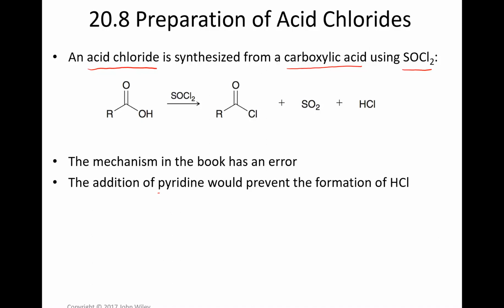You can optionally add pyridine to the reaction, which would prevent the formation of HCl, and instead you would get pyridinium chloride, which is a weaker acid. However, the addition of pyridine is not necessary. Let's talk about the mechanism.